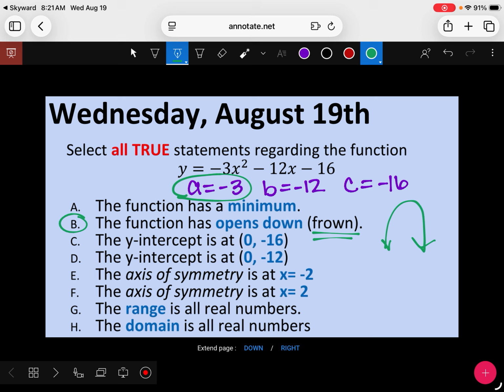All right, which one is the y-intercept, A, B, or C? Who says A? B? C? It is C. So which one is true, C or D? C.